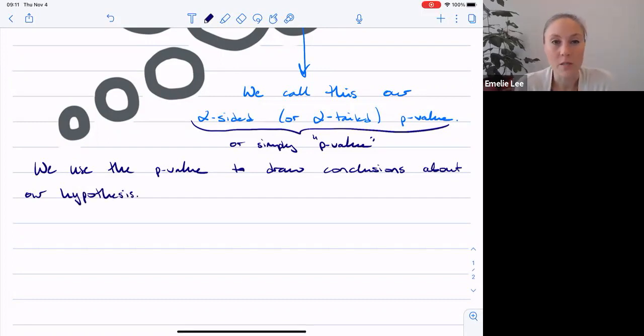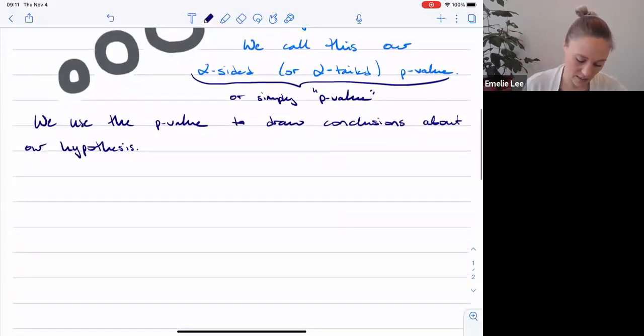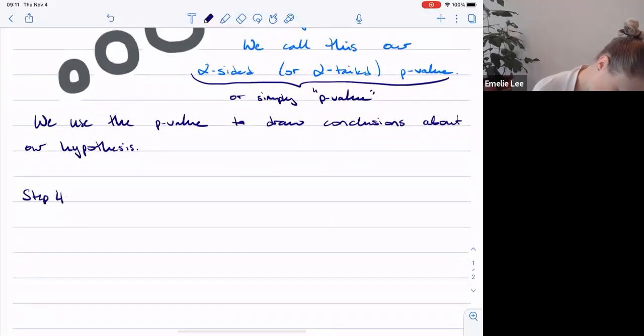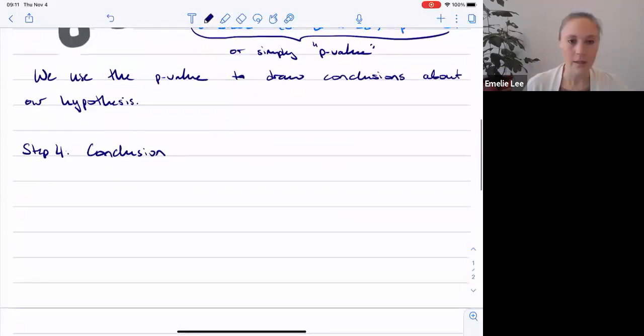Which leads me to step 4. So step 4 is our conclusion. We know that. And we also remember that our conclusion is going to have 3 parts, and really only the first part changes. It's a little bit different, but we'll see here. So step 4 is the conclusion. Now, this is the part that is really, really difficult in the beginning.